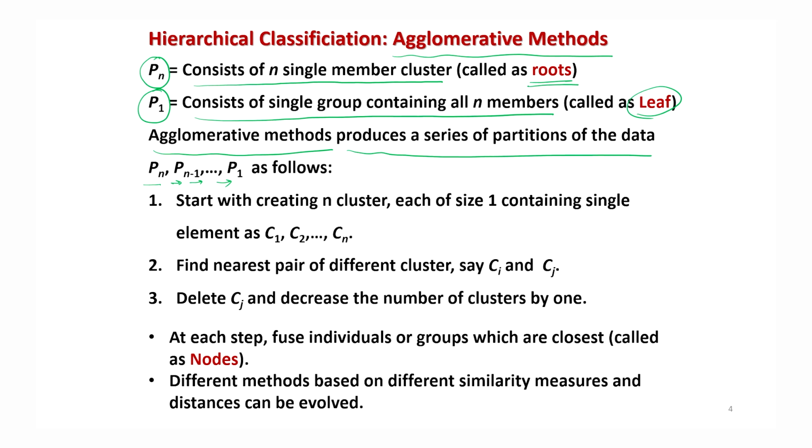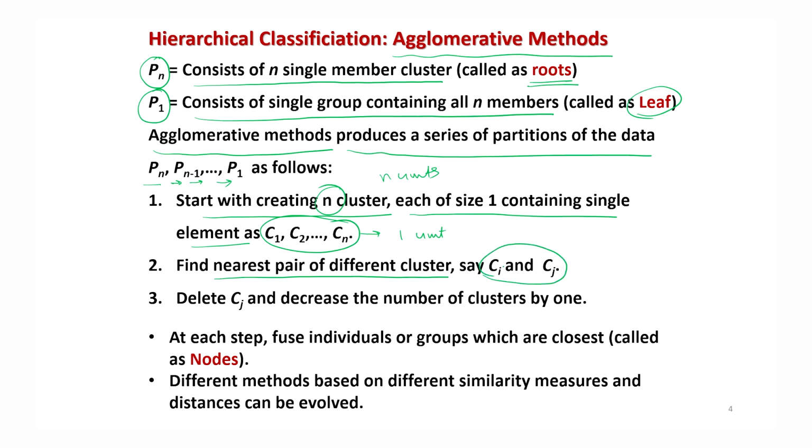So, how does it happen? In the first step we start by creating n clusters. We have n units, so there are n clusters. That means every cluster will have only one unit, each of size containing a single element, and we indicate them by C1, C2, Cn, right. C1, C2, Cn each has one unit. Then we try to find the nearest pair of the different clusters, so suppose Ci and Cj are the closest to each other.